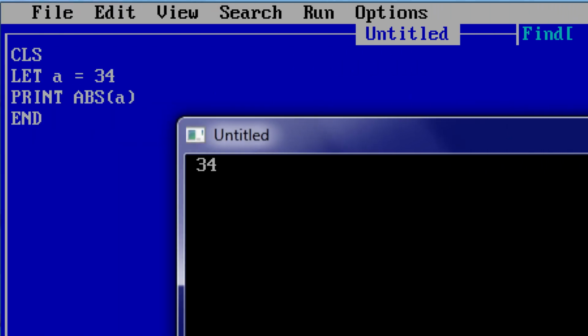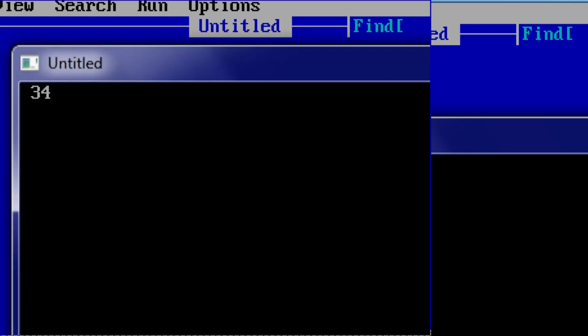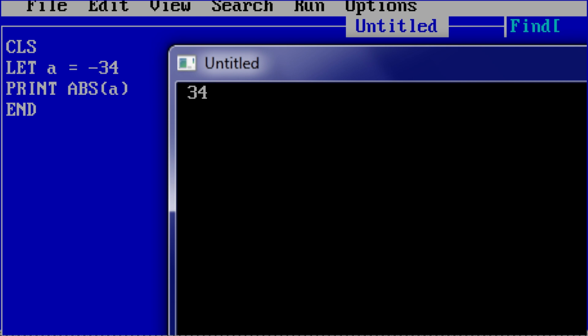So here you can see a equal to 34 and then print ABS(A), and the value is 34, the same, because it is positive. But here I have given the value of A as minus 34. Then also the output is 34, that is positive.